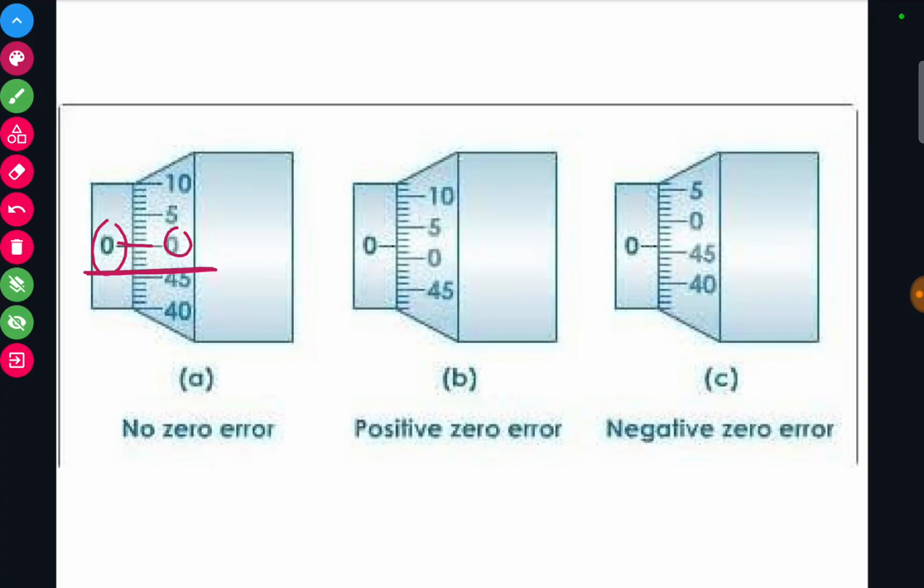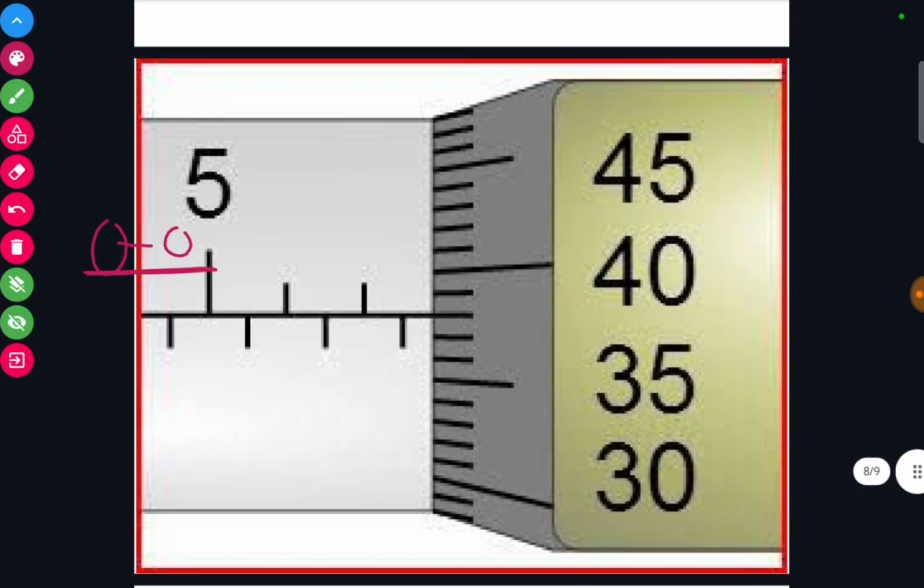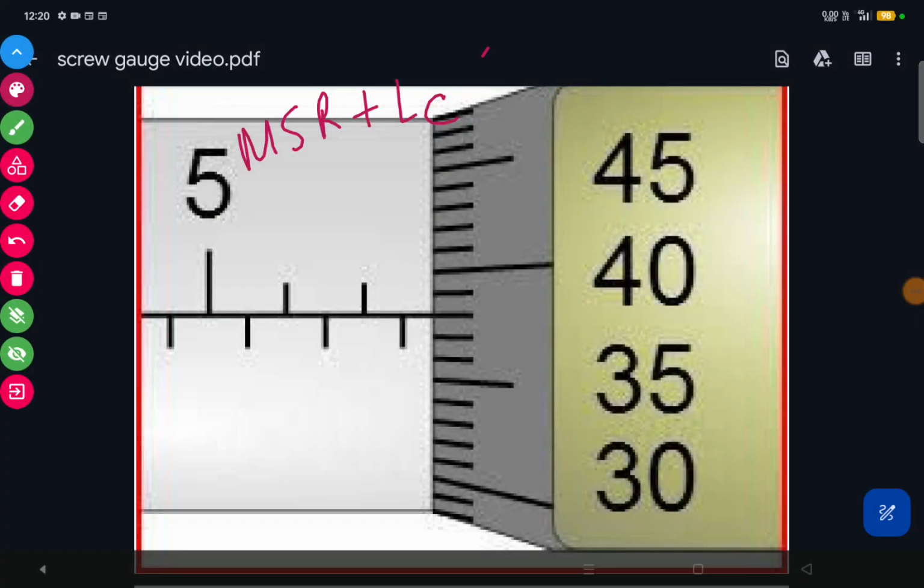Then to find out the observation, we will see the case of no zero error. So what is the formula? It is the main scale reading plus least count into the pth division of the circular scale which coincides with the baseline. The main scale reading plus the least count, which we have already found out, into the pth division of the circular scale that is coinciding with the baseline. Let's take the example.